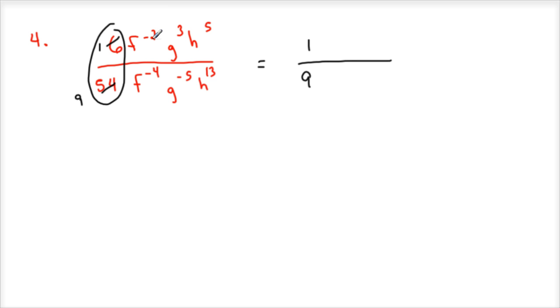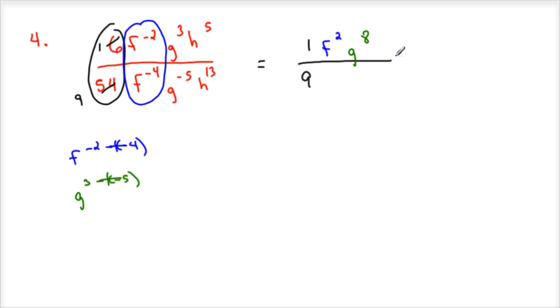All right, and I'm going to concentrate on my f's next. We have f to the negative 2 over f to the negative 4, so I'm going to do that here on the side. f to the negative 2 minus negative 4. Here it becomes negative 2 plus 4, which is f to the second power, or squared. Here we have g to the third power divided by g to the negative 5th power, so 3 minus negative 5. This becomes plus, so we have g to the 8th power.